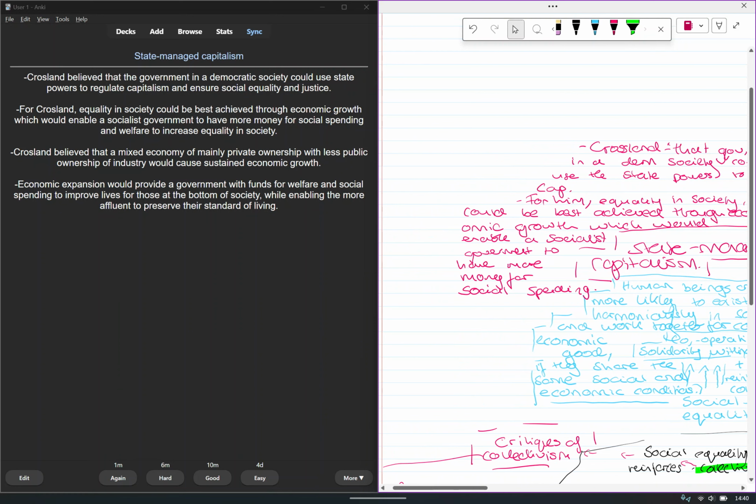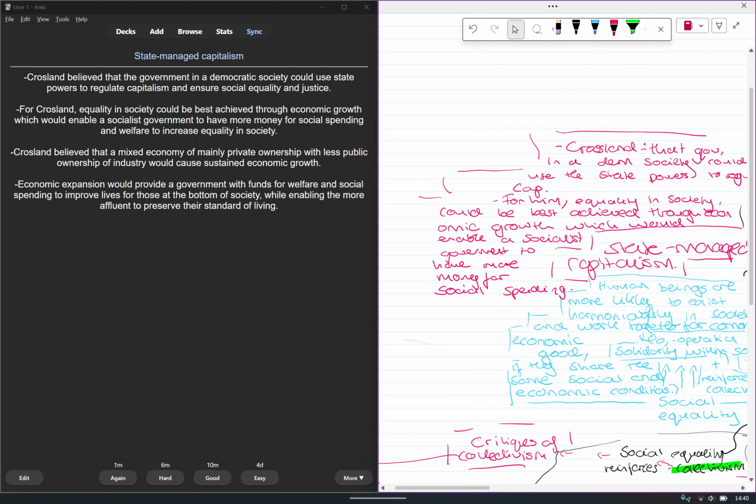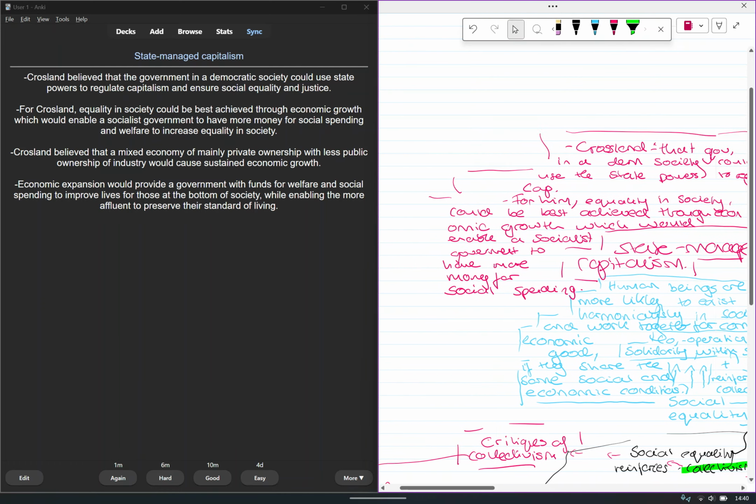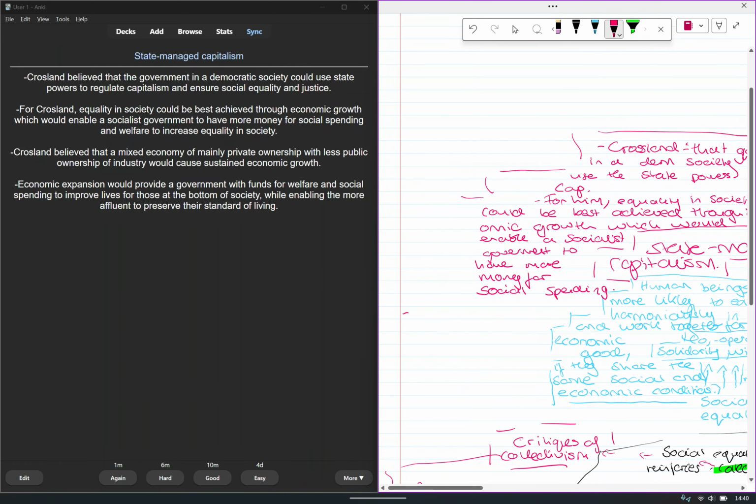Now, how would this be achieved? What sort of things that we have already discussed would have to be implemented in order for this to be achieved successfully? Let me think about this now. One, Crosland believed in a mixed economy.